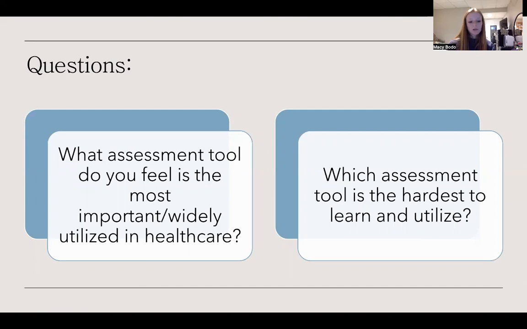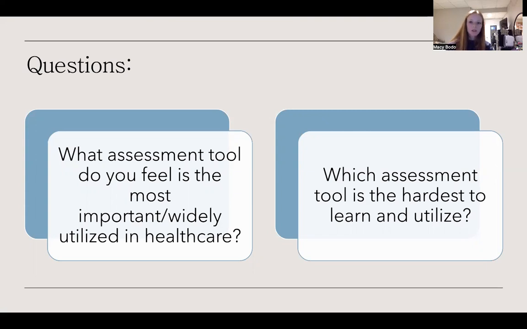I feel the most utilized and important is the Morse fall scale. Falls can lead to further injury and longer hospital stays, so this scale helps healthcare staff recognize when a patient is at risk for falls, and it indicates exactly what is putting the patient at risk for it, so interventions can be done to prevent it. I just think it's really important in protecting the health of the patient.